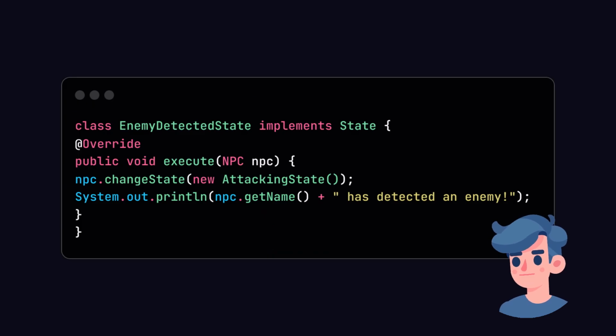In this example, we have an NPC class equipped with a current state that utilizes various states like idle state and attacking state. Each state class defines the unique behaviors for that state.